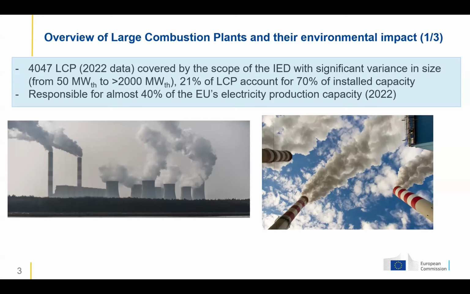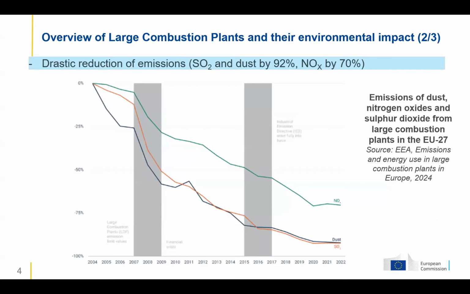What is interesting in the distribution of the LCPs, the large combustion plants in the European Union member states, is that 21% of these plants account for 70% of the installed capacity. In actual figures, the large combustion plants in the European Union are responsible for almost 40% of the EU electricity production capacity based on the 2022 data.